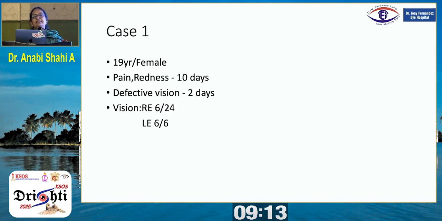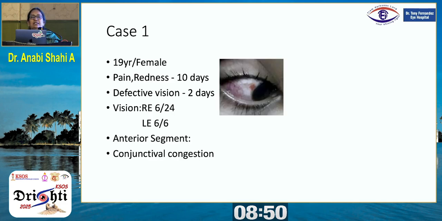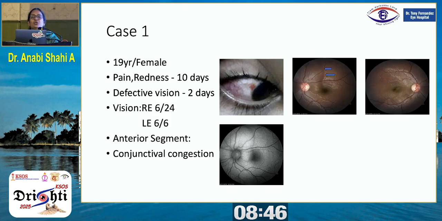Let's see this case. This is a 19-year-old female complaining of pain and redness of 10 days duration. She was in Bangalore at that time, consulted with a doctor, and she was diagnosed as migraine. With no relief in pain, she consulted again and she was given some other treatment and no relief. She came to us with defective vision of 2 days duration. At presentation, her vision was 6/24 in the right eye and left eye was 6/6. Anterior segment showed conjunctival congestion and fundus showed exudative detachment in both the eyes.